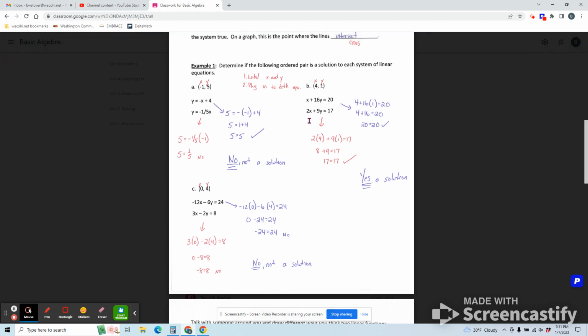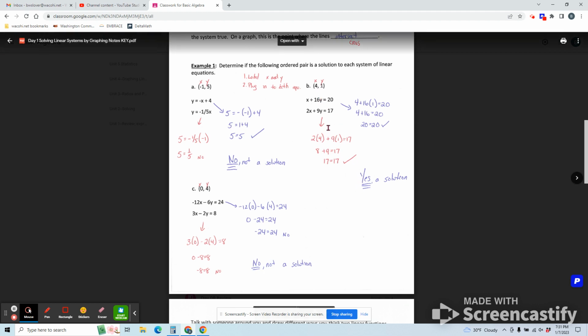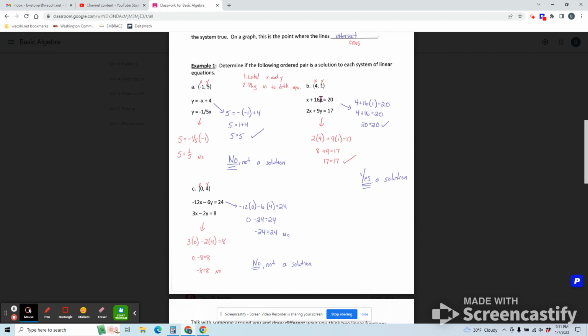The next one, I do the same thing. I'm using the same x value and the same y value. 2 times 4 plus 9 times 1 equals 17. So I end up with 8 plus 9 is 17. 17 equals 17. Yay. So I've got 2 check marks, 2 yays. That means that yes, this is a solution. 4, 1 is a solution to this system of equations. If you were to graph both of these, they would intersect at 4, 1 on a graph.